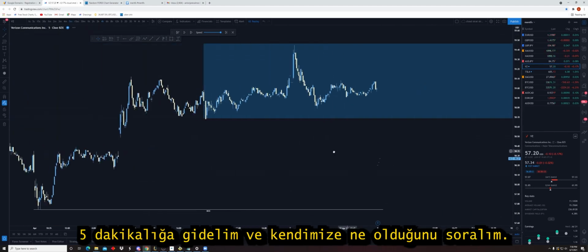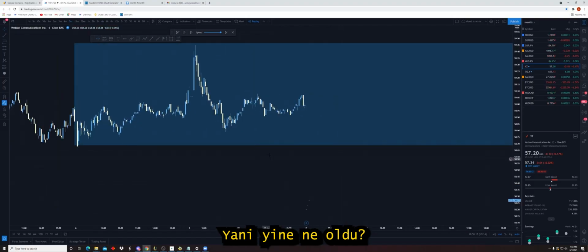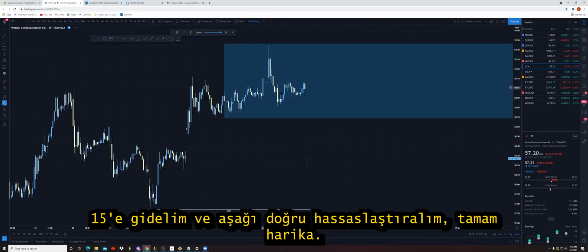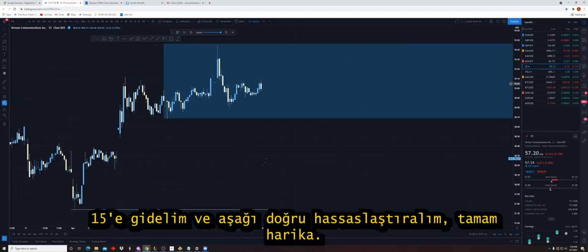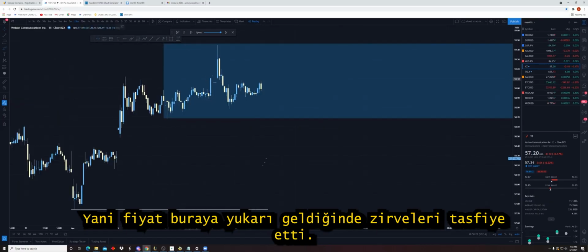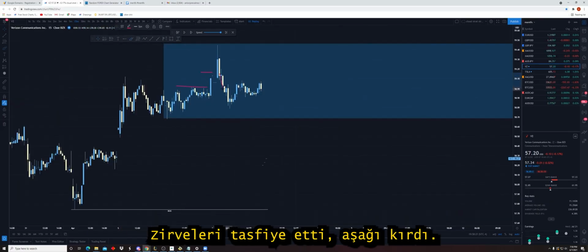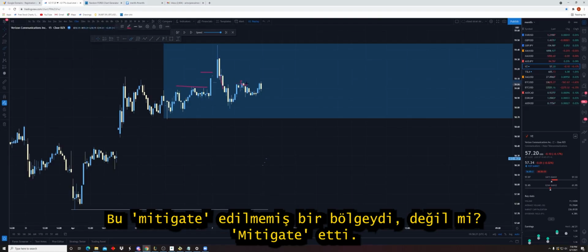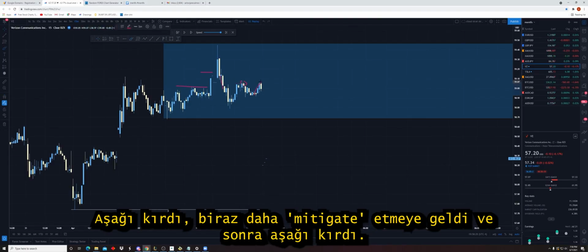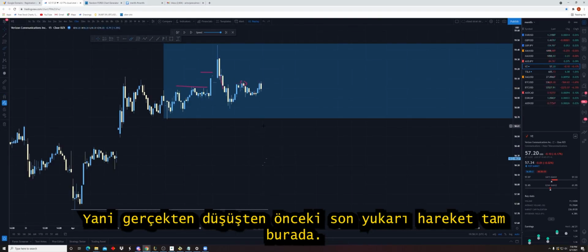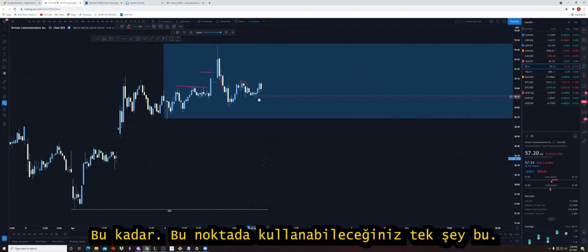Let's go to 5 minutes and ask ourselves what happened. Again, what occurred? Maybe it's too high of a price. Let's go to 15 and refine down. Okay, great. As price came up here, it liquidated highs and broke down. This was an unmitigated zone, right? It mitigated it, broke down, came to mitigate a bit more, and then broke down. So really the last up move before the down move is right here. This is it. That's all you can use at this point.